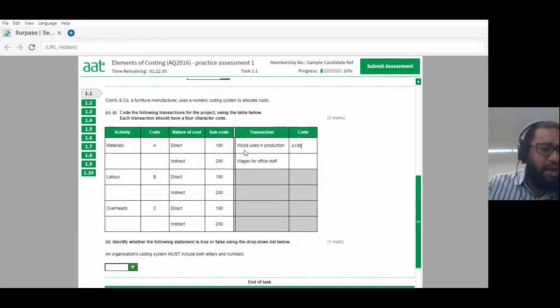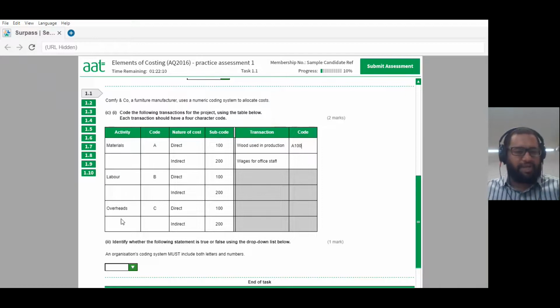If they said the cleaning material used in production, you will say A200. Why? The cleaning material is a material, but it is not directly used in the production. It's used for the cleaning. So they cannot identify how much cleaning product is used per item when you're producing. So they're saying here, wages for the office staff.